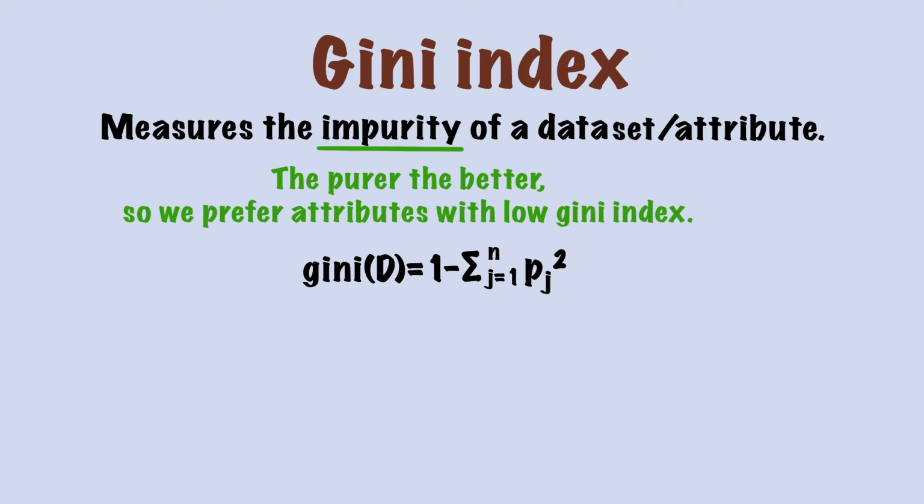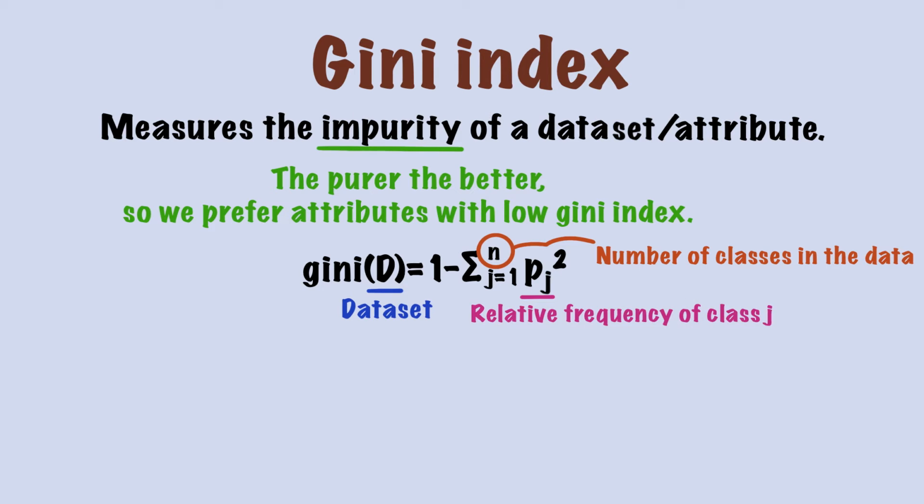The formula of Gini impurity is 1 minus the summation of Pj squared. Gini impurity here is not Gini index itself. It's kind of like entropy in information gain. D stands for dataset or an attribute. N is the number of classes in the target attribute. Pj is the relative frequency of class J.